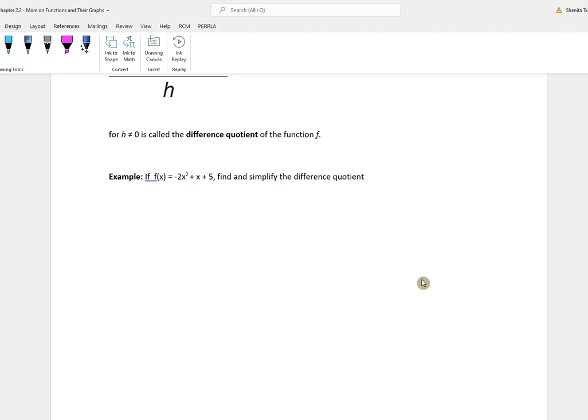Alright, so the first thing we're going to do is figure out f of x plus h. So that means whenever we see an x, I'm going to substitute it with x plus h.